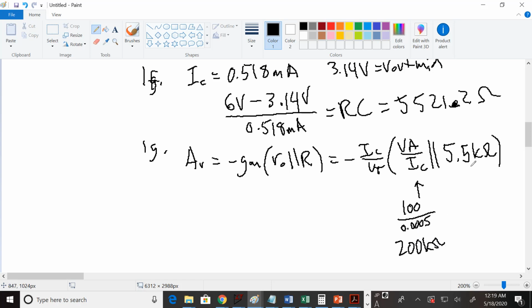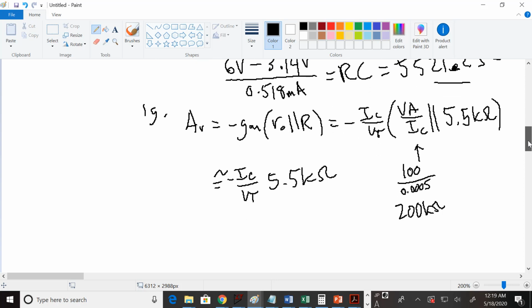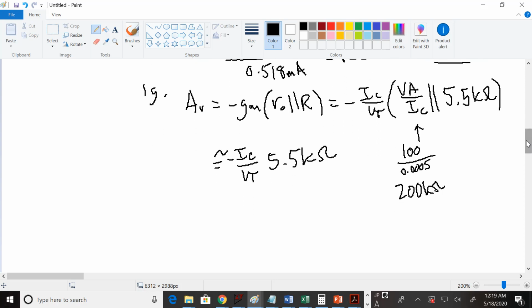in parallel with 5K. So this right here equals approximately negative IC over VT, times 5.5K. And if you work it out with the extra decimal points here and with RO, it doesn't change all that much from this. And I got negative 107, I think.